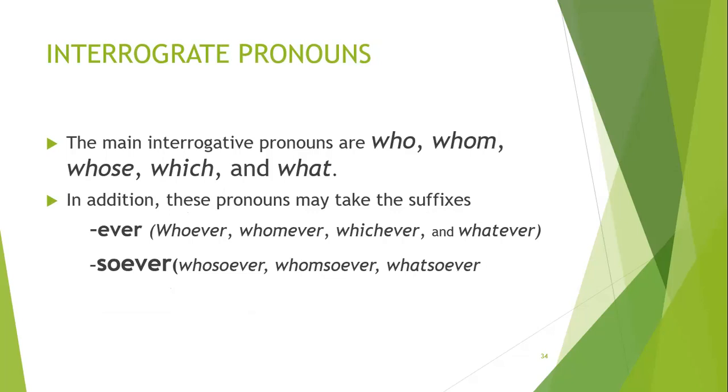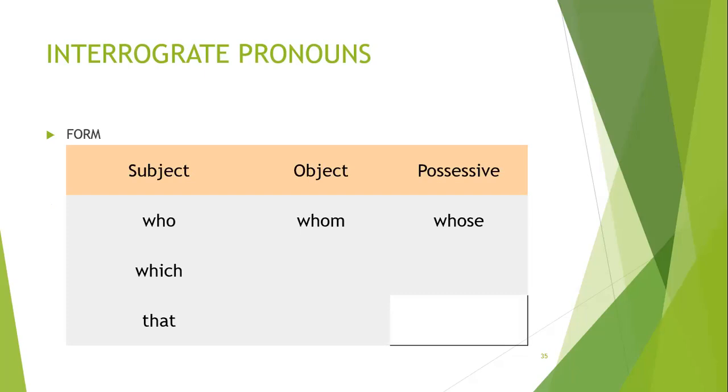And here I said the main interrogative pronouns, all right? Sometimes we add another one. In addition, these pronouns may take the suffixes ever or soever, so that we can have whoever, whomever, whichever, whatever, or whosoever, whomsoever, whatsoever. We don't use these as often as they used to be used a long time ago.